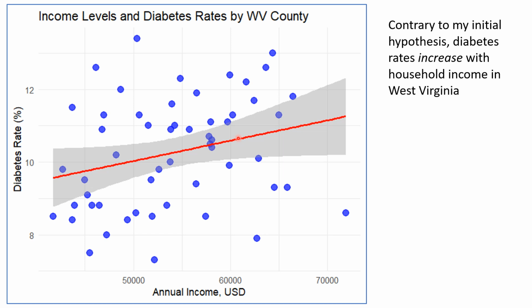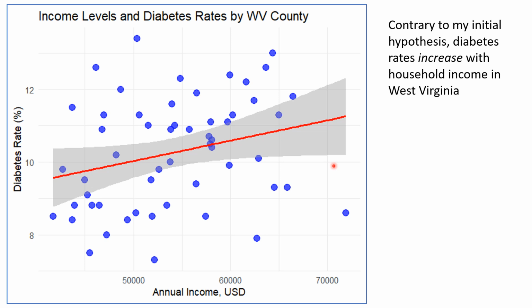And because that line is positive, meaning it slopes upward as we go from left to right, we can see that the relationship between income and diabetes is also positive. If my initial hypothesis was true, it would actually slope down, or in other words, diabetes diagnosis rates would decrease as income increases.